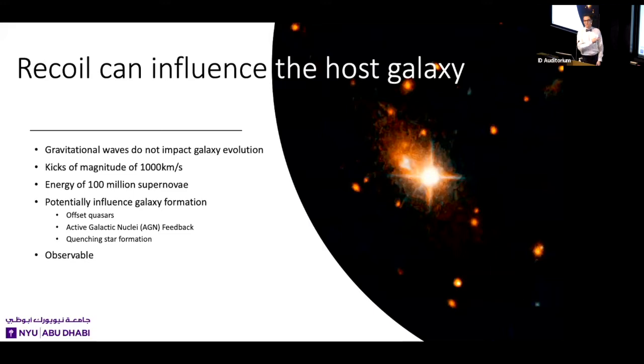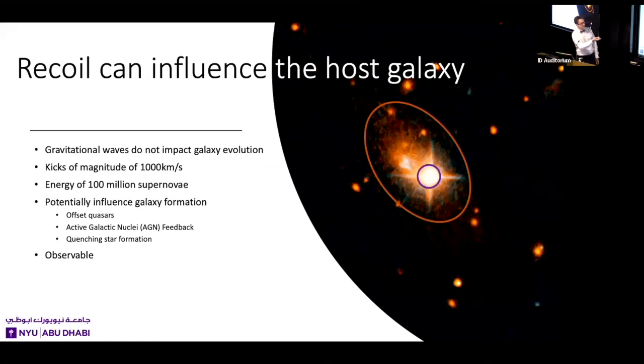So we can have high speeds, 1,000 kilometers per second, of the order of escape velocities from galaxies, because those are heavy objects. They carry lots of energy with them, and they can potentially influence galaxy formation. So we can have offset quasars. On the plot on the right, you have one candidate for a recoiling black hole. It was later proven not to be a recoiling black hole, but you have the bulge of the galaxy and an AGN that is offset from the center.